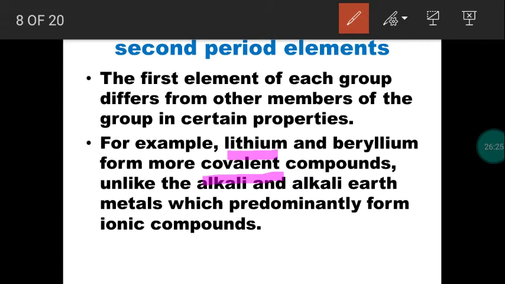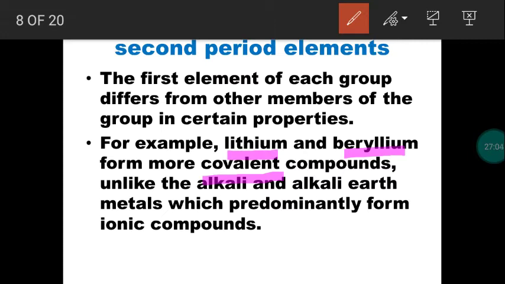In same way, beryllium also. Beryllium is the first member of group number 2. Beryllium, magnesium, calcium, strontium, barium, radium. These are all the members in group number 2. As we said already, alkaline earth metals, that means group number 2, will have the tendency of losing 2 electron to become a cation. Magnesium loses 2 electron, it becomes Mg2 plus. Then it combines with anion to form ionic compound. But first member beryllium will not form ionic compound, it forms covalent compound. So this is anomalous nature of second period element.